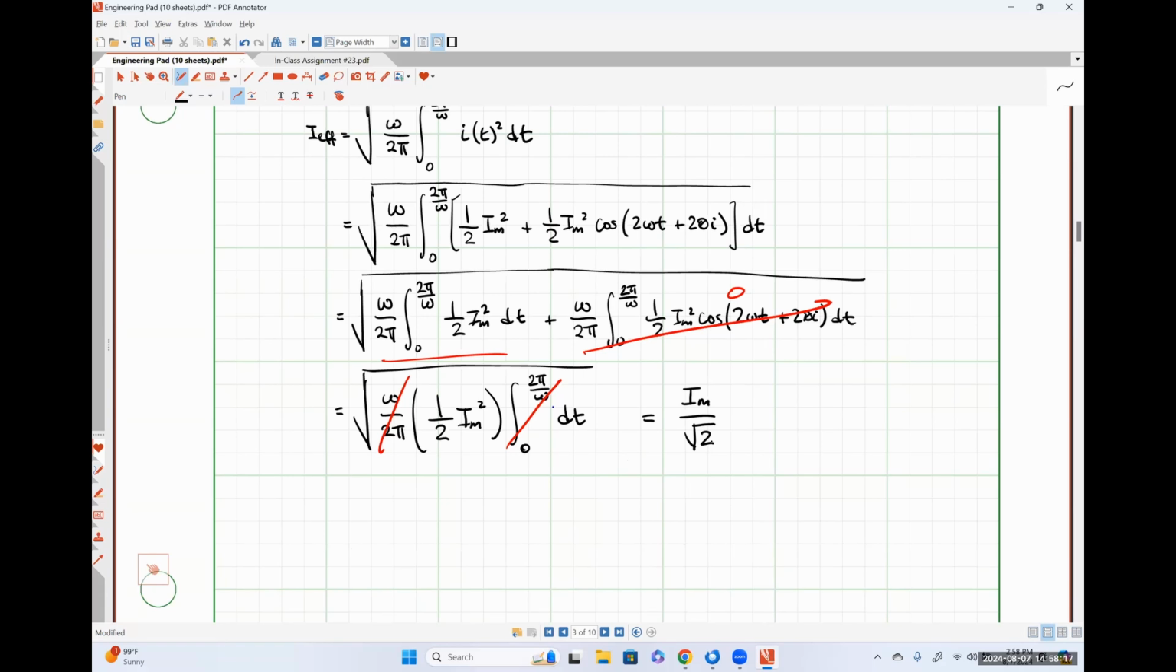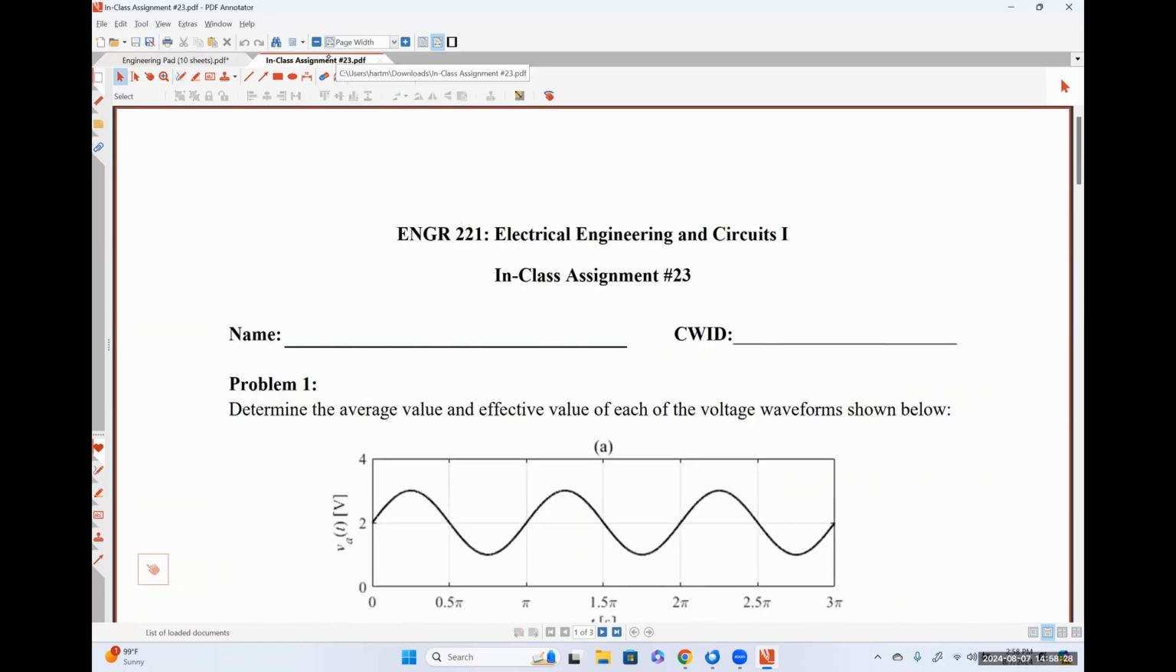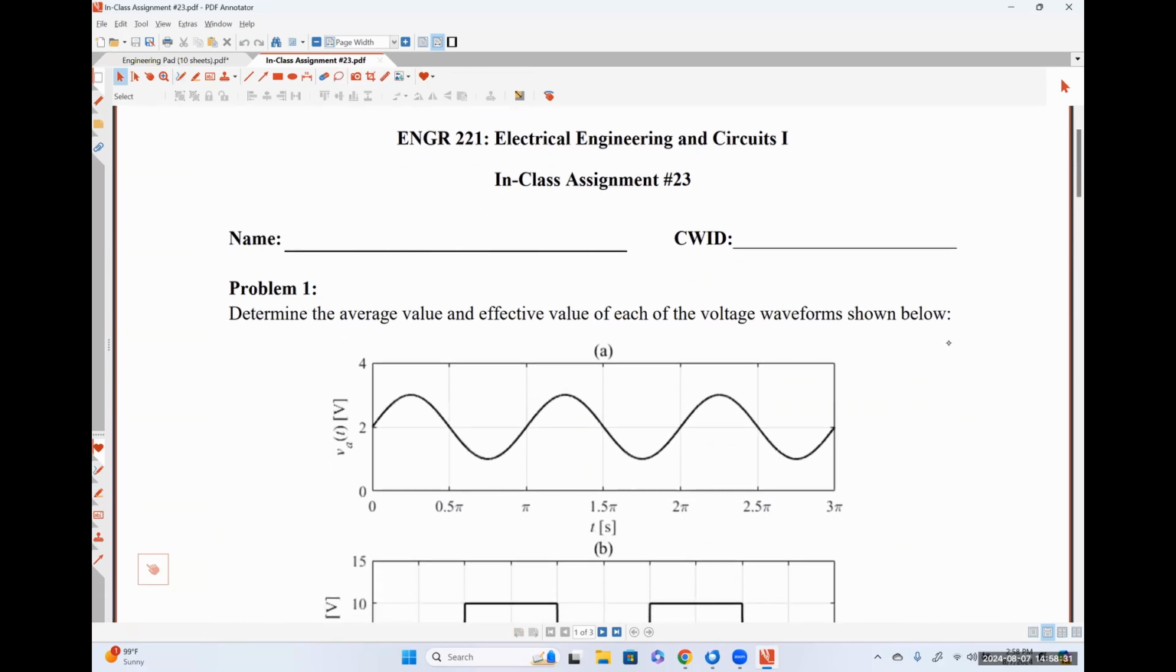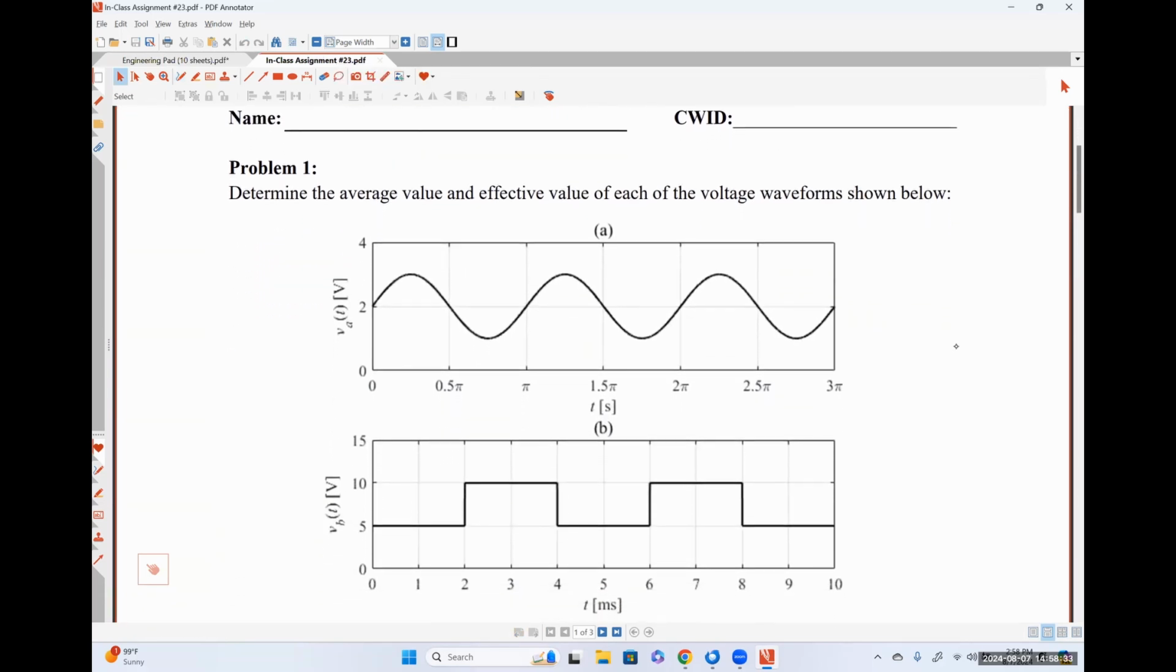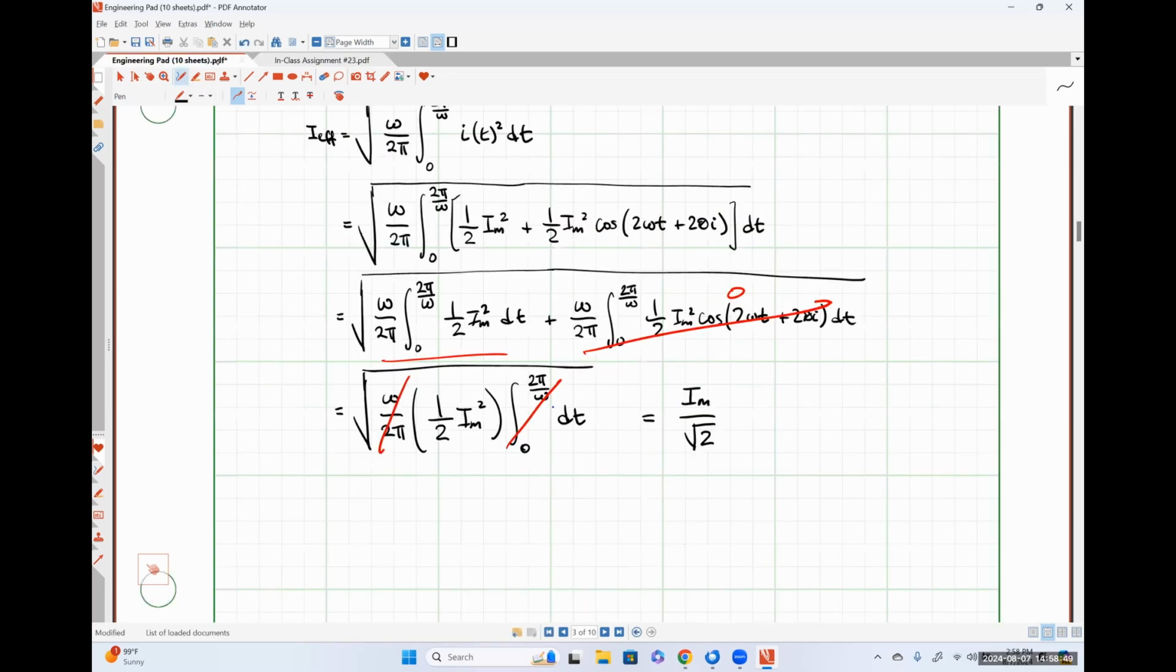So before we introduce the concept of complex power, let's look at in-class assignment number 23, problem 1. In this particular problem, we are asked to determine the average value of our signal first, and then the effective value of our signal. Actually, sorry, before we do this, let me backtrack and do one other thing.